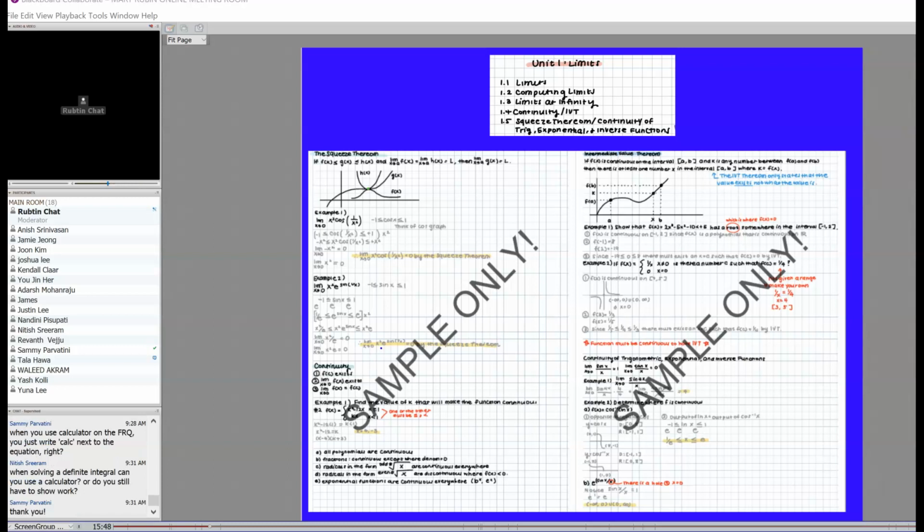When solving a definite integral, can you use a calculator or do you still have to show work? It depends on the question. If they say give the exact answer, do that. A lot of times it'll just be the setup. But if you use a calculator, just make sure that if you're working through a problem and it's several steps, you're storing that value, because the final answer within 3 decimal places, at 3 places after the decimal, is what they're going to look at.